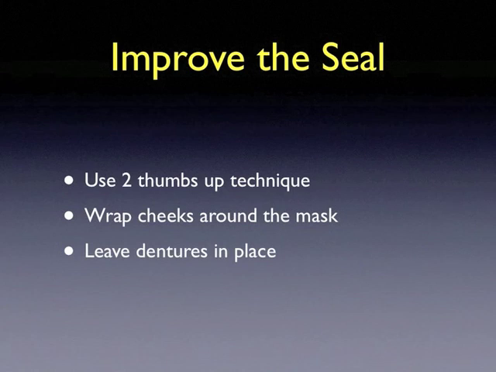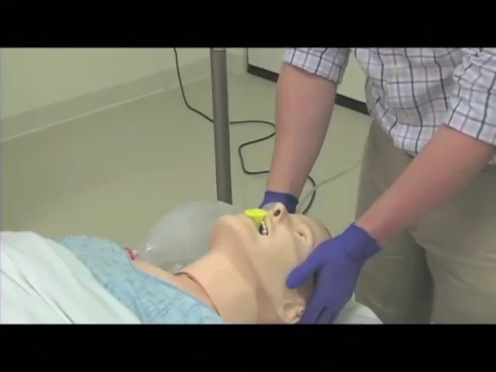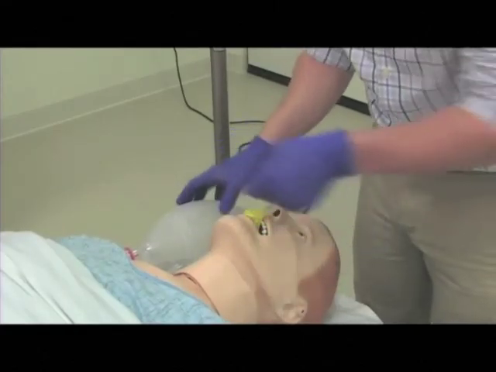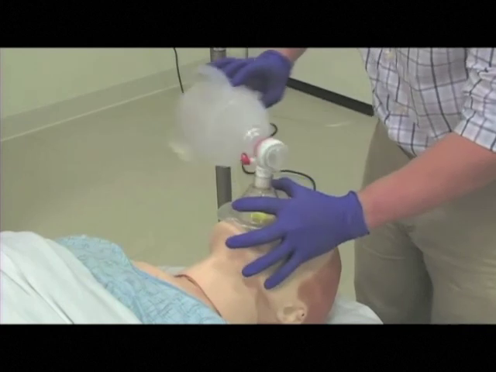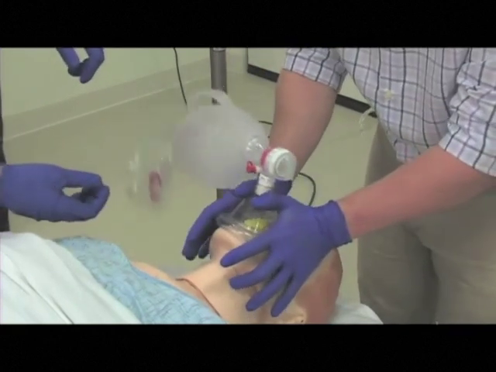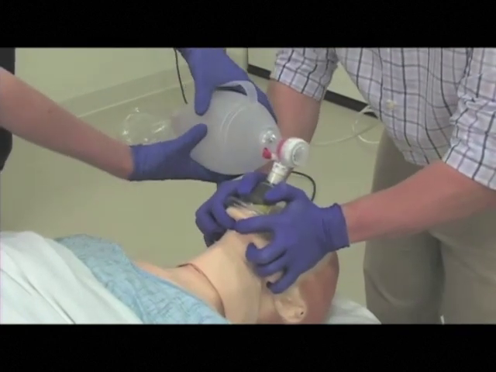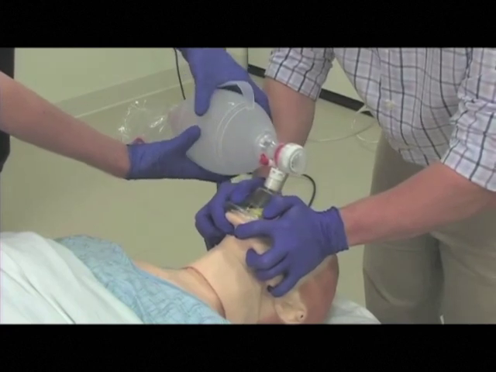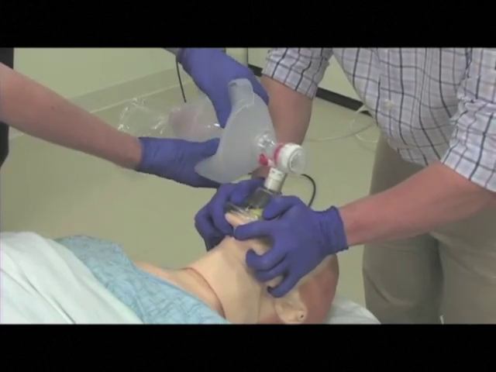So let's demonstrate two-person bagging with the parallel thumbs technique. I'm going to take the mask here and use the thenar eminences of my thumbs to push the mask onto the face while I'm pulling the jaw up into the mask with all four fingers of both hands. You can even rock back and just pull the jaw into the mask in this case. A second provider is providing ventilation.